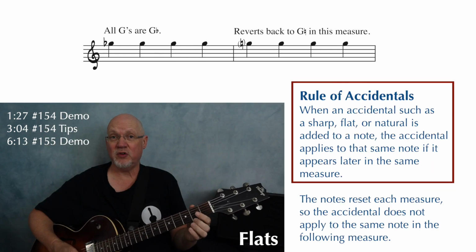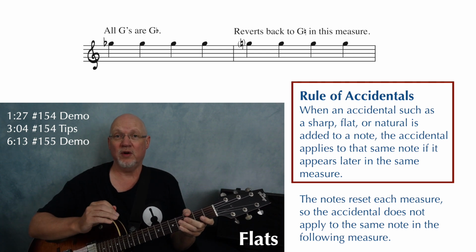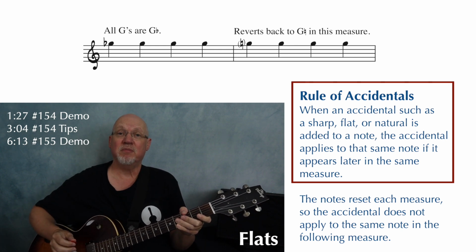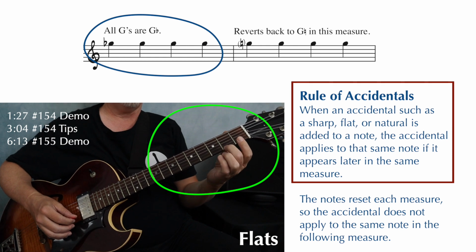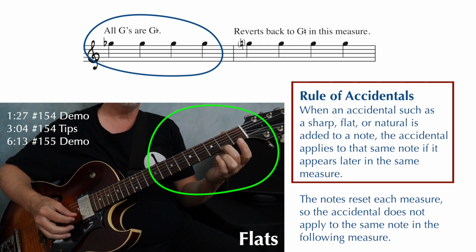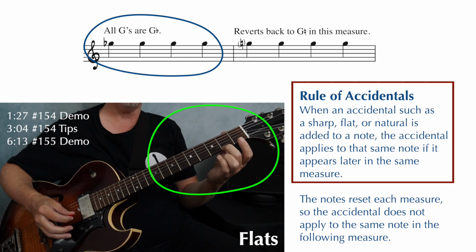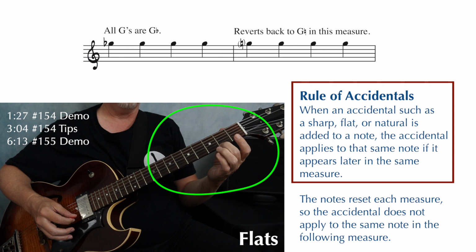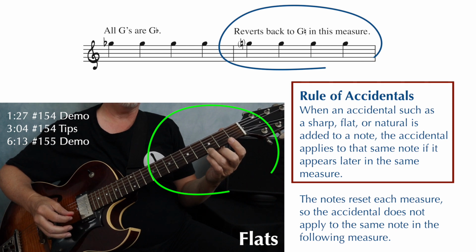A few lessons ago, you learned about the rule of accidentals, where an accidental applied to one note applies to that same note if it appears in the same measure. This applies to flats as well. So in this example, all these G's are flat because of that rule of accidentals. Now remember, it resets after the bar line in the next measure. So it goes back to naturals in the second measure.